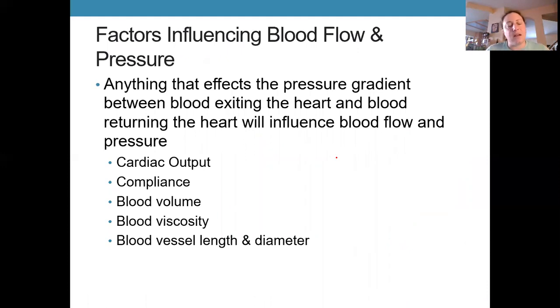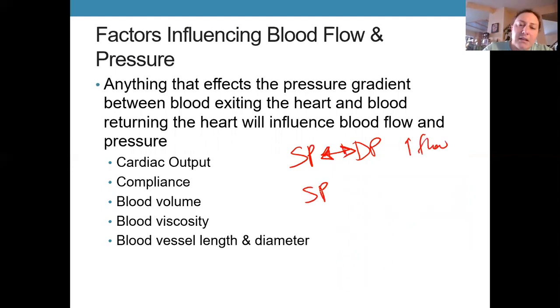So basically, the various factors that can influence blood flow and therefore blood pressure are going to be anything that interferes with the pressure gradient. So if you increase the pressure gradient and you make there be a bigger difference between your systolic and your diastolic pressure, then you'll increase flow. And if you decrease the gradient, so you bring your systolic and diastolic pressures closer together, or you decrease your venous pressures, or sorry, I'm thinking about this backwards.